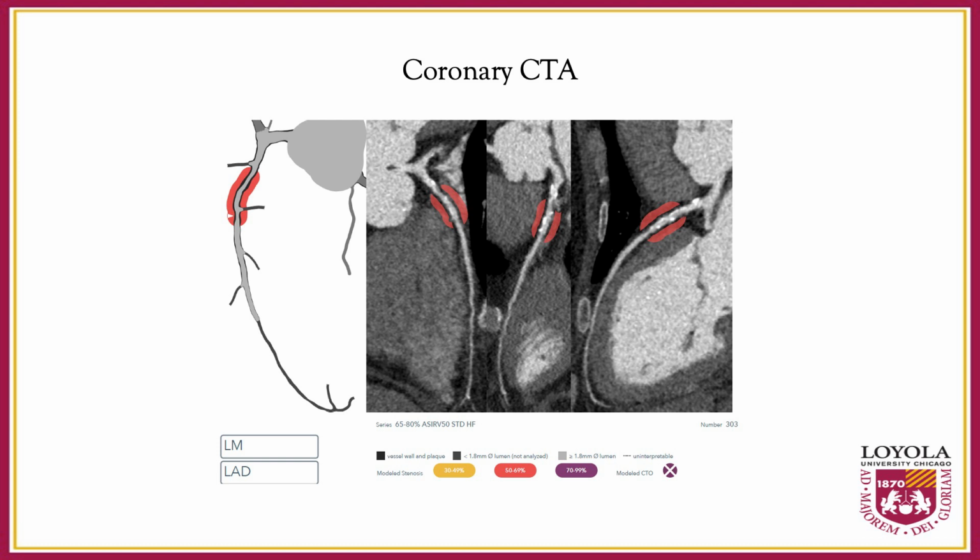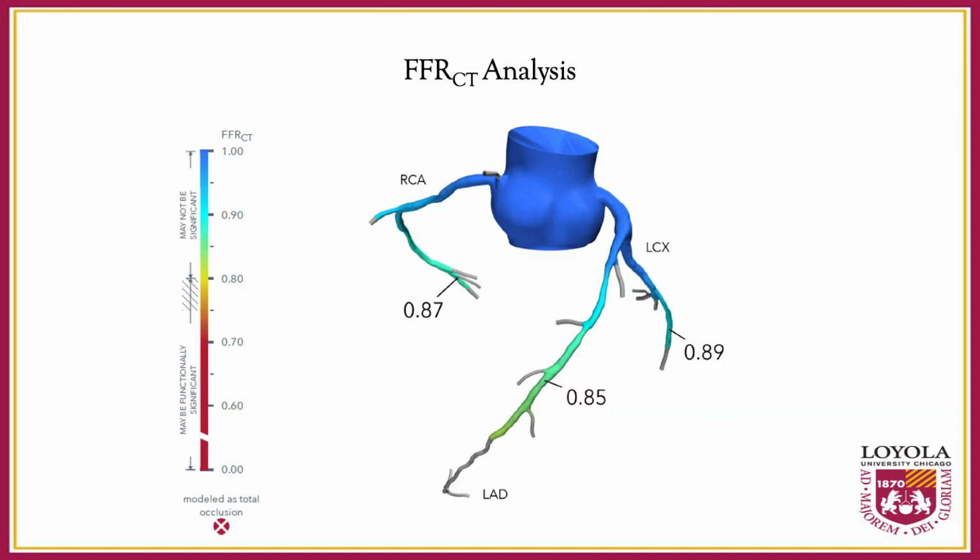Now, based off of the anatomy alone, I needed more information to determine whether these lesions were flow limiting or not. So I ordered an FFR CT. This is the patient's FFR CT, and indeed, all of the 3 major epicardial vessels with their respective lesions came back negative for any flow limiting stenosis.